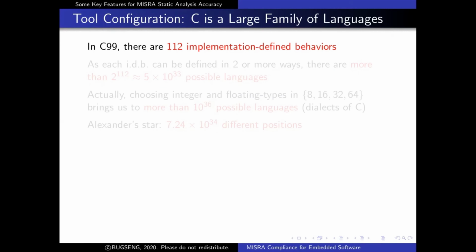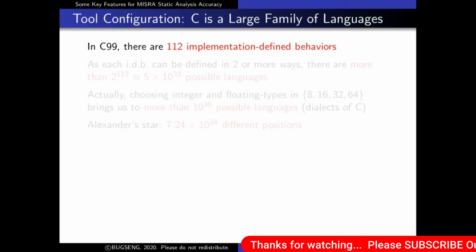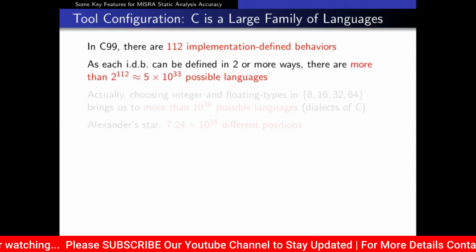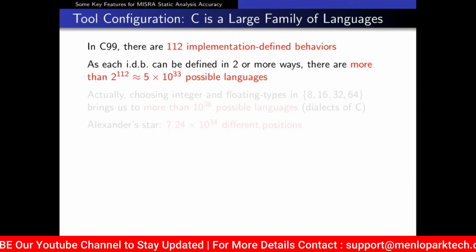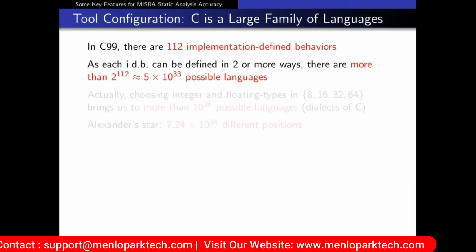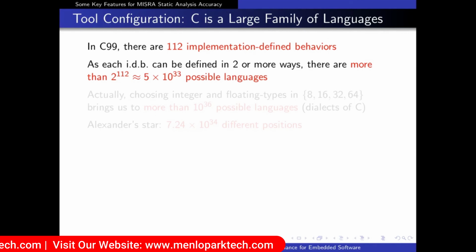Another issue is tool configuration. C and also C++ are large families of languages. In C99, there are 112 implementation-defined behaviors. Since by definition an implementation-defined behavior can be defined in two or more ways, there are more than 5 times 10 to the power of 33 possible languages.